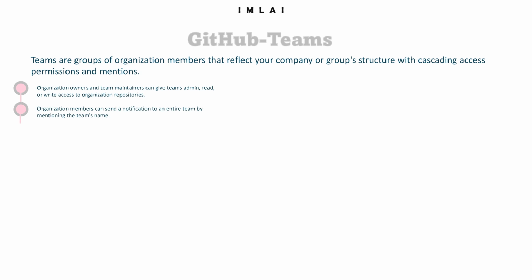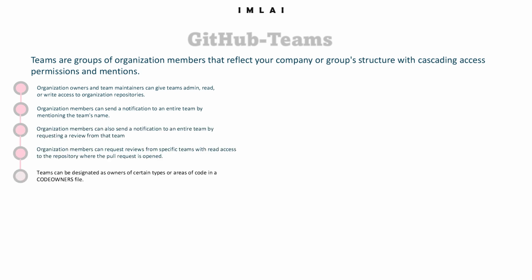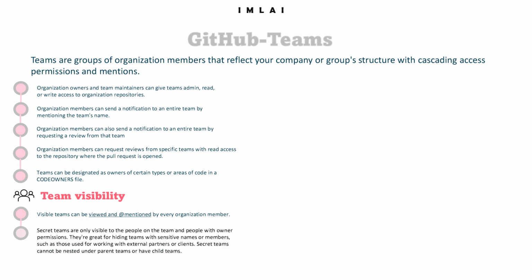Then we have team visibility. Teams can be visible or secret. Visible teams can be viewed and you can mention them using the at sign with the team name. And secret teams, we have seen when we were creating a team, you will have two options, visible and secret. When you select secret, it will become a secret team. Secret teams are only visible to people with owner permissions. So they are great for hiding teams with sensitive names or members.